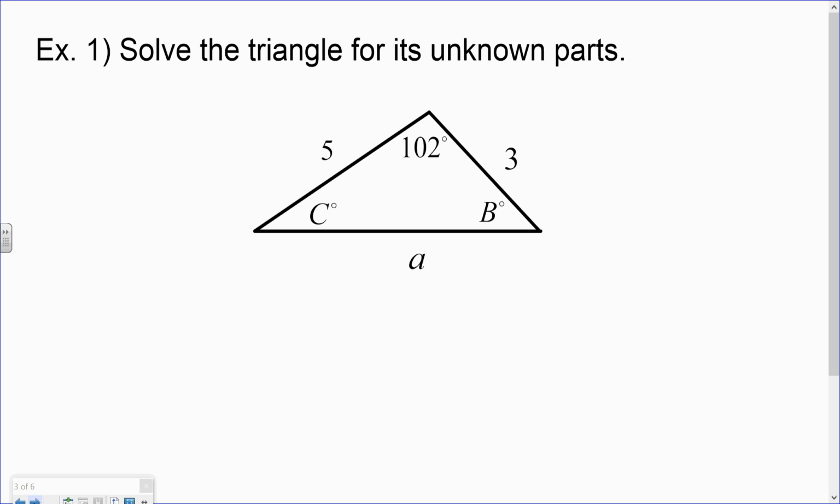So is it a right triangle? No. Well, how do you know? How do you know neither B nor C is 90 degrees? Mia? How do you know they're both acute? You're right, but how do you know?